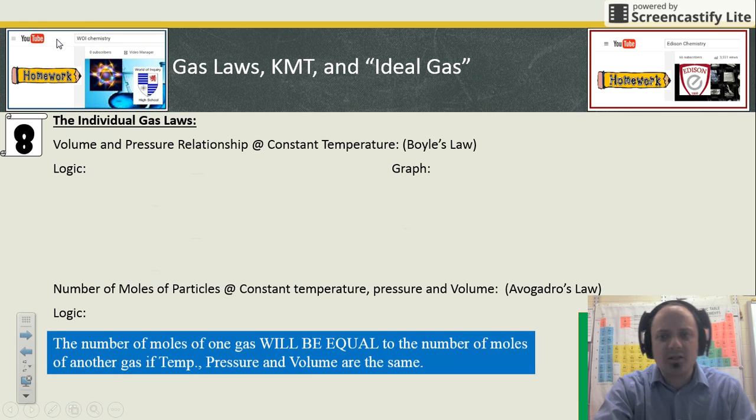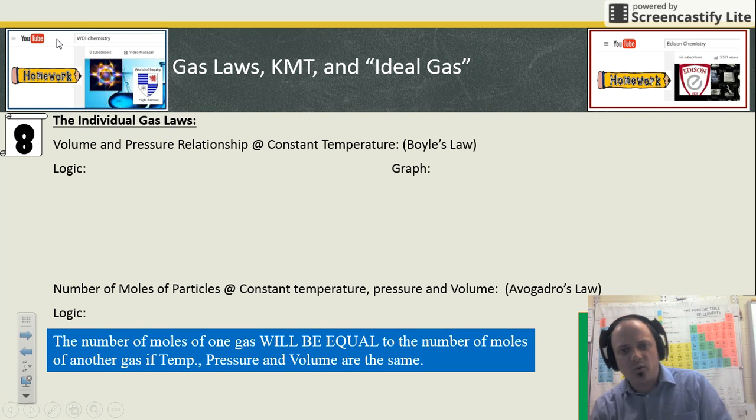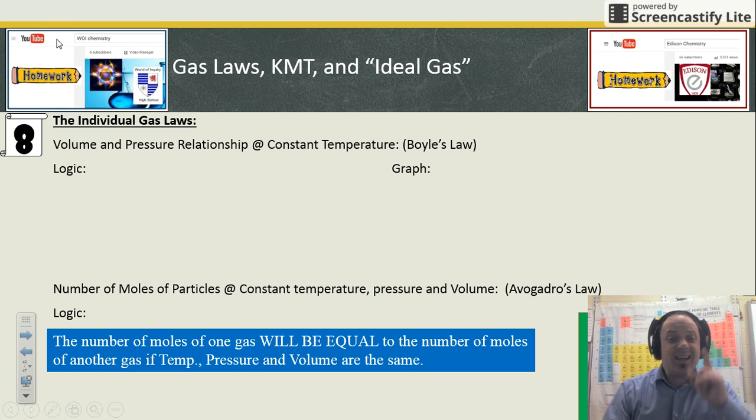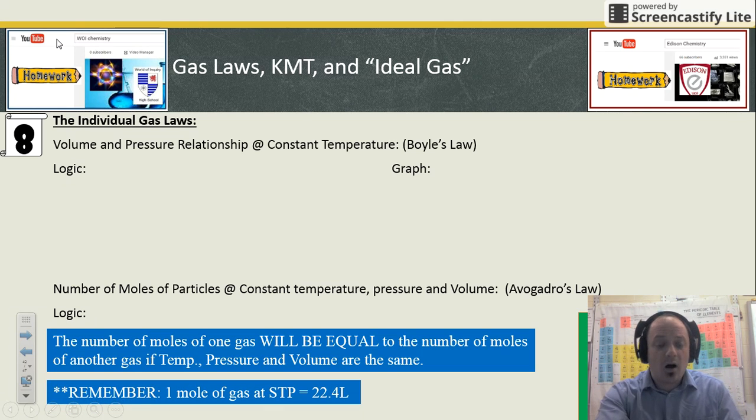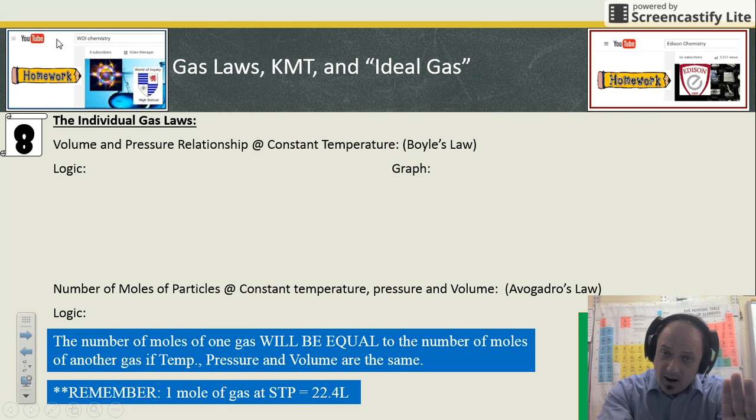Okay? The last gas law, Avogadro's law, says that the number of moles of one gas is going to be equal to the number of moles of another gas if temperature, pressure, and volume are the same. So two identical balloons, temperature, pressure, and volume are all the same, two different gases inside of them. Well, there's still the same number of molecules, moles, in each balloon. Even if this is hydrogen and that is helium, same temperature, same pressure, same volume, same number of particles. That's Avogadro's law. It says 1 mole is 22.4 liters, period, end of story, at STP.